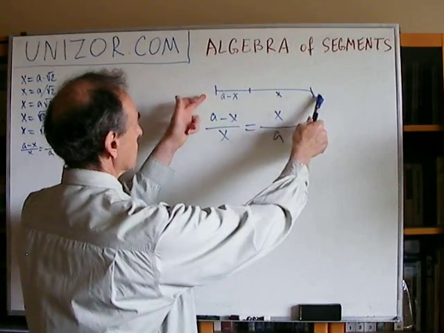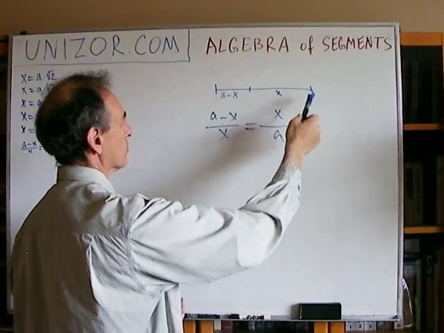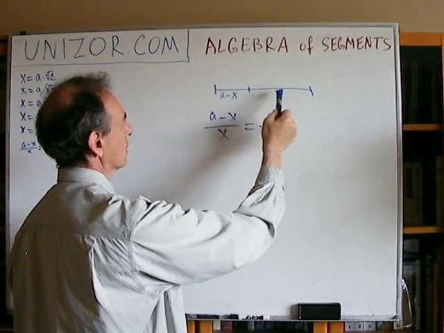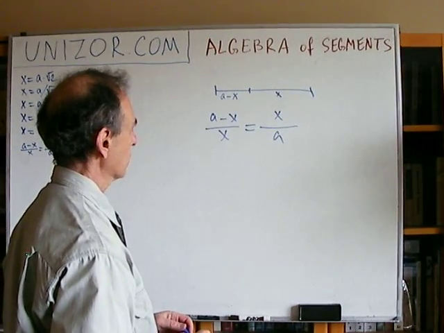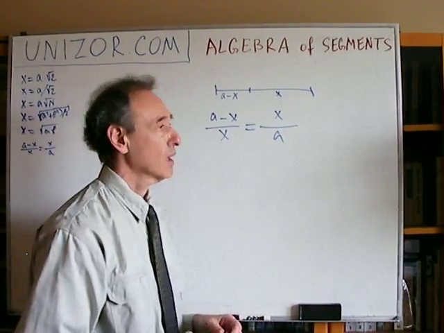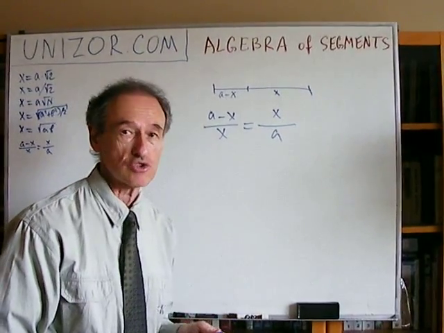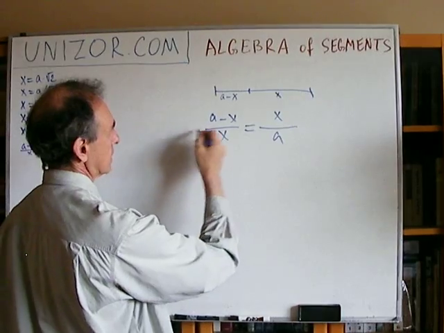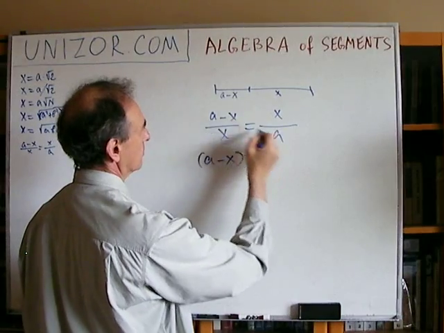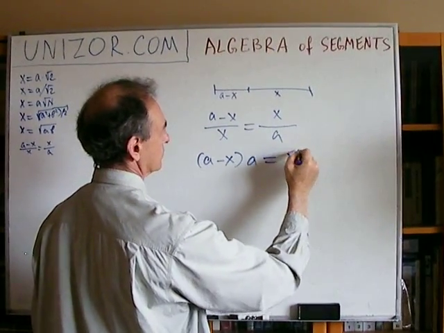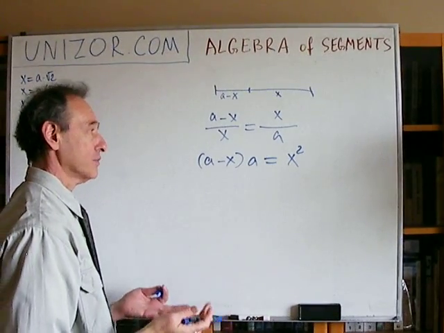So, how to divide a segment in golden ratio. This part is A minus X and this is X. The whole segment is A. So the smaller part relates to the bigger part as bigger relates to the whole segment. Well, let's use algebra. This is basically a quadratic equation. From this, we go to (A minus X) times A is equal to X times X, which is X squared. So this is an equation from which we can derive the value of X.